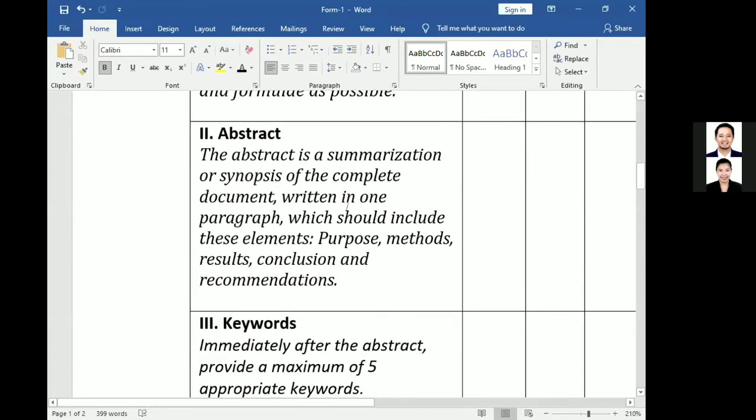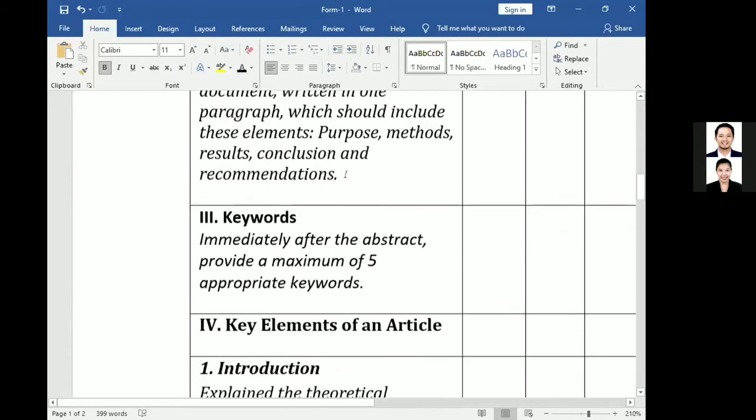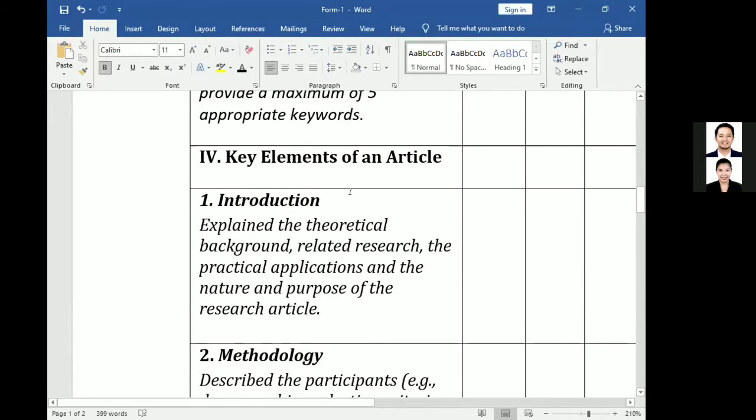The abstract is a summarization or synopsis of the complete document written in 1 paragraph, which should include these elements: purpose, methods, results, conclusion, and recommendation. And all of these should be in the abstract. Okay, next is the key elements of the article.